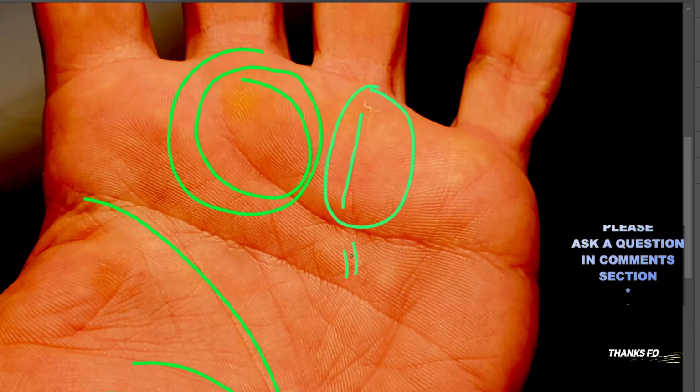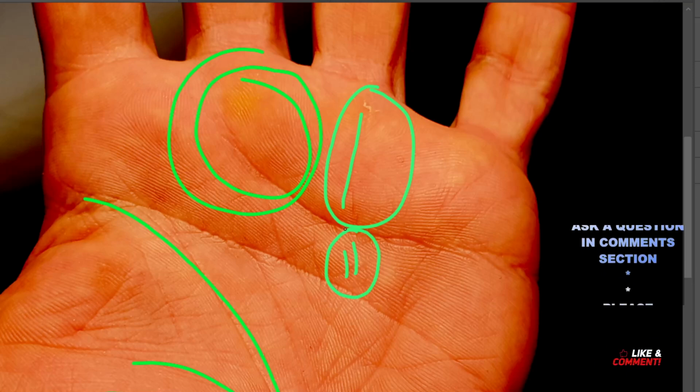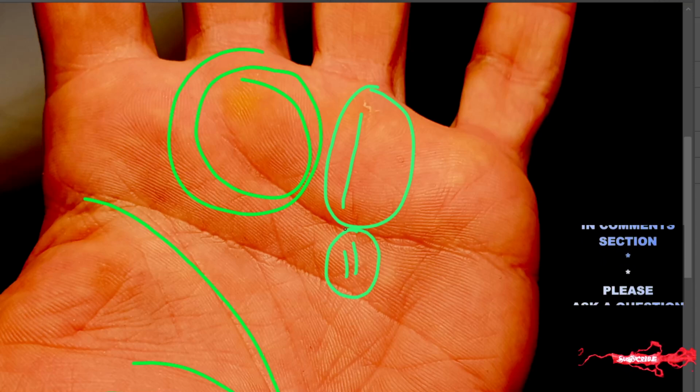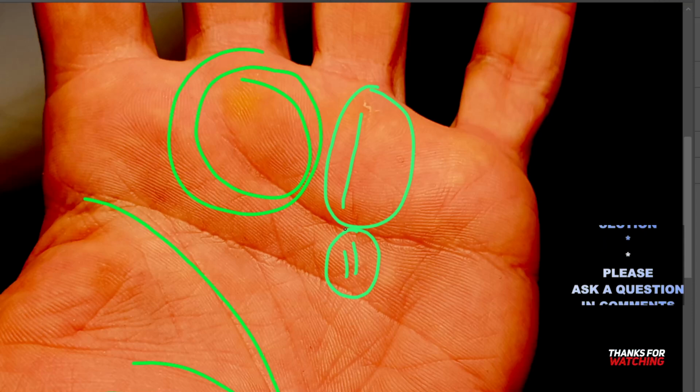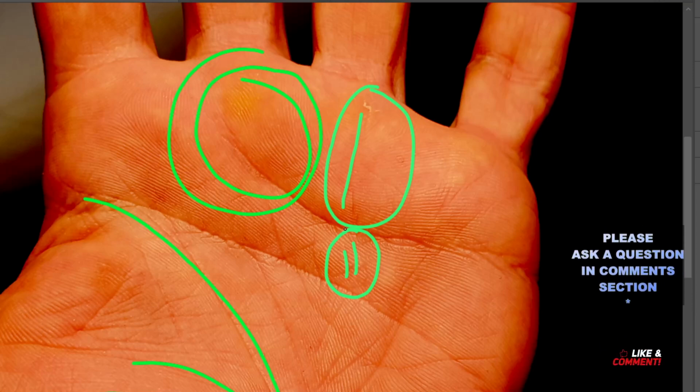This weak kind of sun lines basically signify that some amount of doubts are there. So this is a little bit negative sign. The person needs to remove all the doubts. That's when the person is going to be more successful.